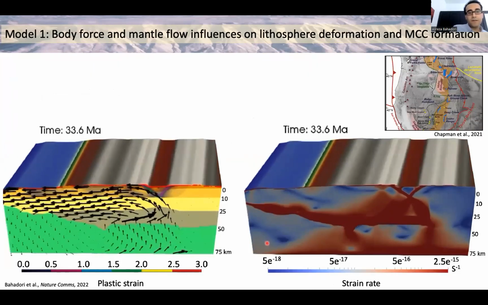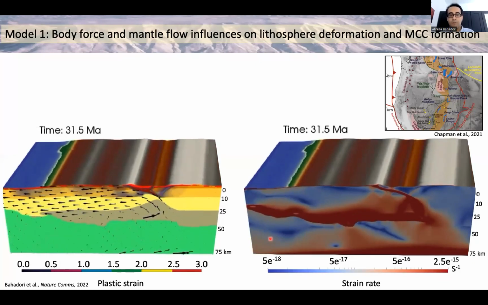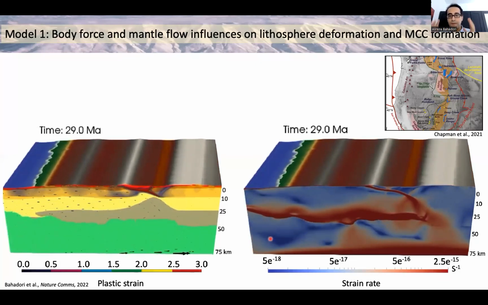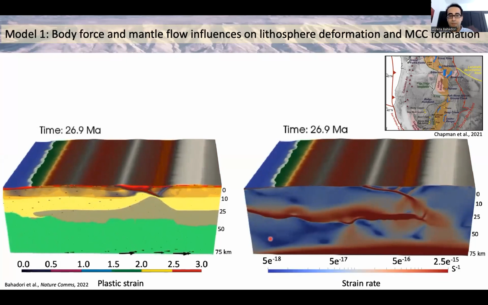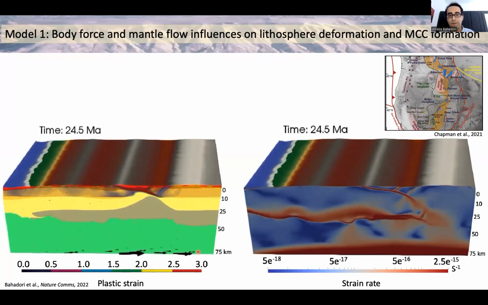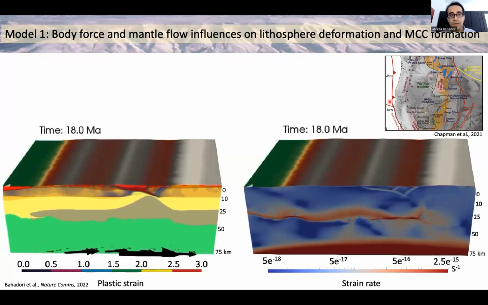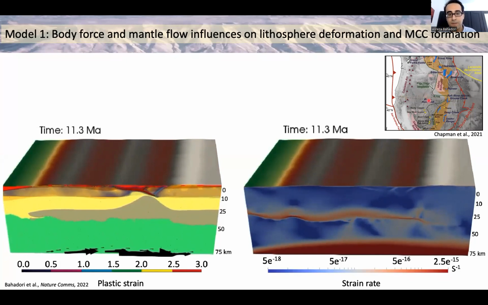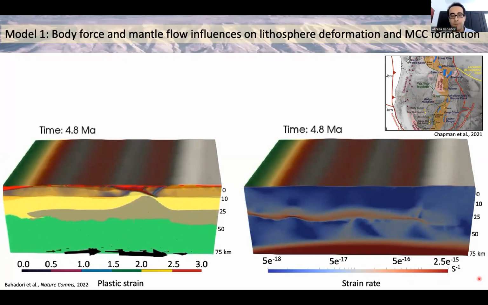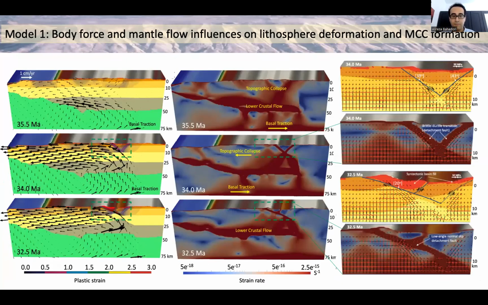So as you see in this animation, model 1, with a crustal root and non-uniform distribution of GPE together with a traction boundary condition at the base, shows the formation of a metamorphic core complex. And this model, which does not include any predefined extensional boundary condition, can explain the formation of core complexes in the northern Cordillera of North America during the subduction of the Farallon slab underneath the North American plate.